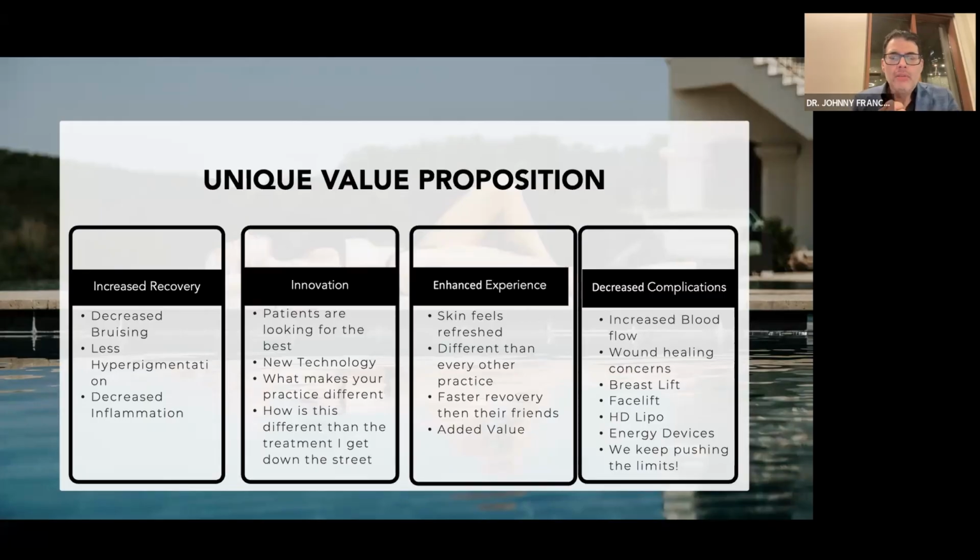I promised I'm down the home stretch, so I can answer any questions tonight, Steph. But you really want to always work on what's your unique value proposition for the practice, and so what are you doing to improve that? Increased recovery, innovation. One of the things that we really try to do in our practice is how are we always making things better? How are we always moving forward? What new technology makes sense?